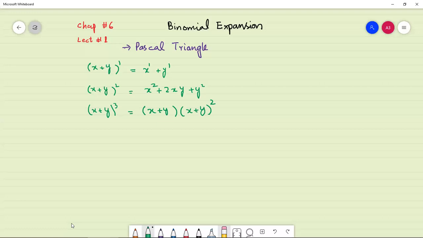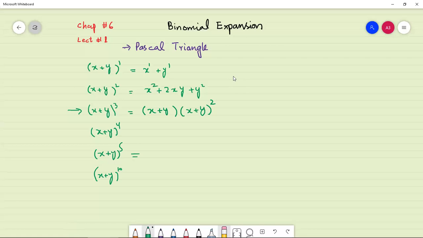So if I have (x + y) whole power 4 or (x + y) whole power 5, then how can we expand this, power 4, 5, 6, or 7, even 8, 9, 10? Then this would become a little complicated if I have (x + y) whole power 10. So remember one thing, the bracket will be opened like this.